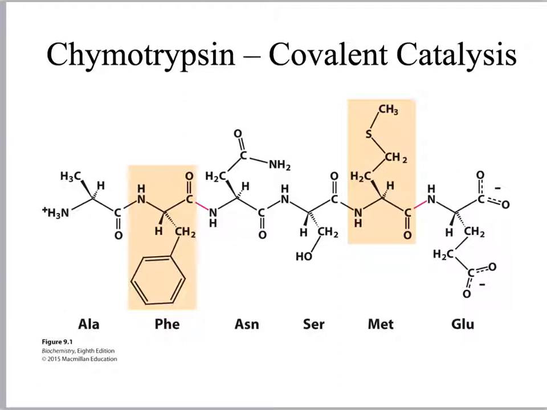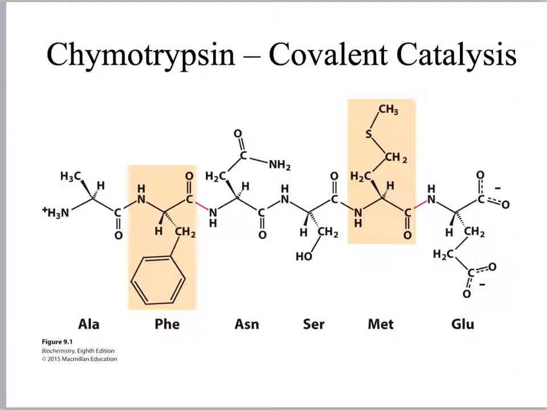It cleaves on the hydroxyl side of large bulky amino acid groups. And what it's doing is it cleaves those peptide bonds. So it's breaking up our polypeptide chain. It's the serine residue of the enzyme that acts as a nucleophile and attacks the carbon of that carbonyl. So this is nucleophilic attack here.